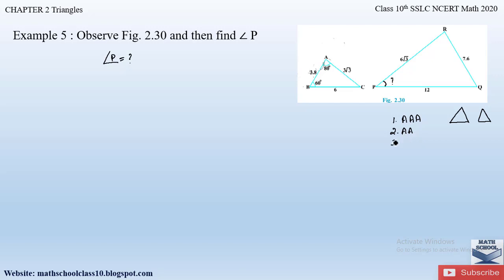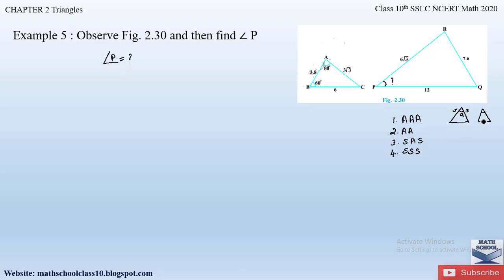Likewise we have side criteria also, where if one angle of both the triangles is equal, then the corresponding sides will also be in proportion. So this is SAS criteria. And the fourth one is side criteria, in which all the three sides of both the triangles will be in equal proportion.